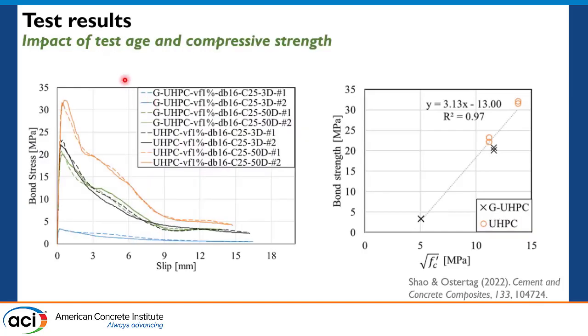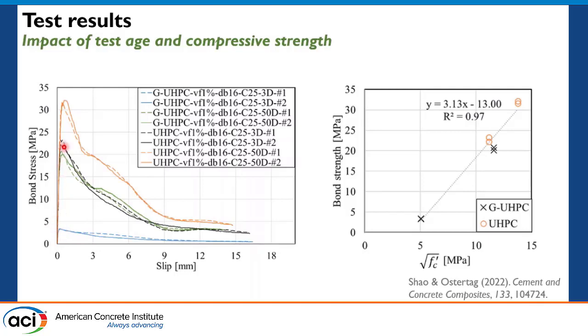And now we want to show the impact of test age and compressive strength. So here, this blue line is the very low strength ultra high performance concrete. At 3 days, it has 25 MPa compressive strength. So this may be like what you may expect from a conventional concrete, well confined, the bond slip performance. So their bond strength was usually between 3 and 5 MPa.